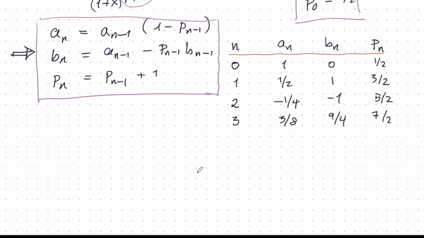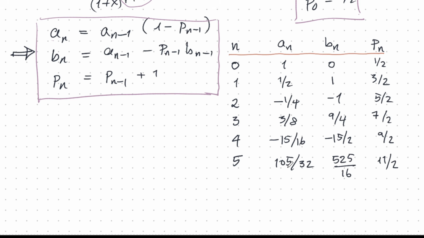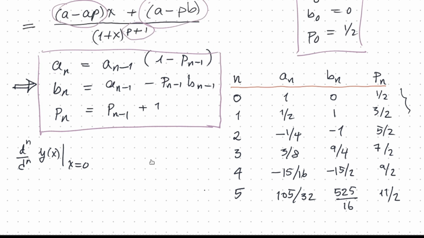Derivative of order 3: 3/8, 9/4, 7/2. Order 4, we got that. And let's do one more. Yeah, we get this. Okay, so this alternates. The a's and b's seem to alternate in sign, except there's a bit of irregularity in how it starts off here, but the rest of it seems completely regular. But we haven't answered our question, which was to find the derivative at 0. So let's look up a bit.